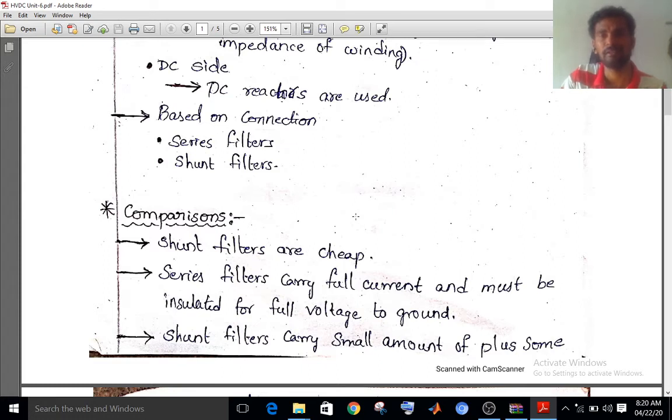Because the series filter has to carry the full amount of current through it, whereas the shunt filter carries only a part of the current. As it carries the full current, the rating of the inductor and capacitor is large. As the inductor and capacitor rating increases, their size will increase, so cost will increase. So if we go for a shunt filter, it will be cheap for us. So we will go for shunt filters.